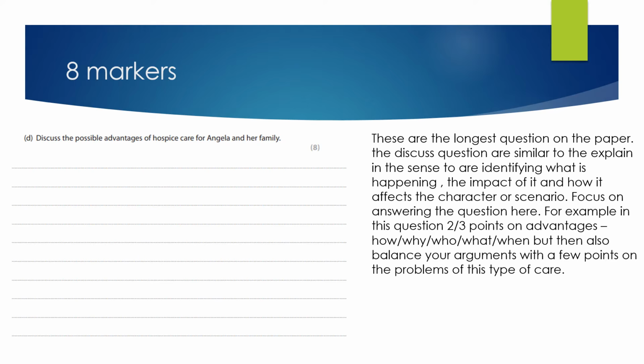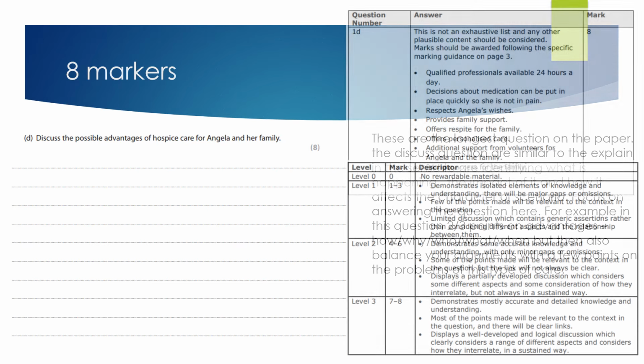What I'd also suggest, I think is quite good here, is balancing arguments. So it says possible advantages. Focus on the advantage, but maybe towards the end, throw in 1 or 2 problems. You know, what is problematic? What's a disadvantage of hospice care? You know, Angela will be separated from her family, from her children. It might be a reminder that she's close to death. So again, it could be just throwing in a balanced point of view, putting in a little bit of evaluation to show both sides of the debate. But again, you're focusing on what the question's asking, in this case, the advantages.